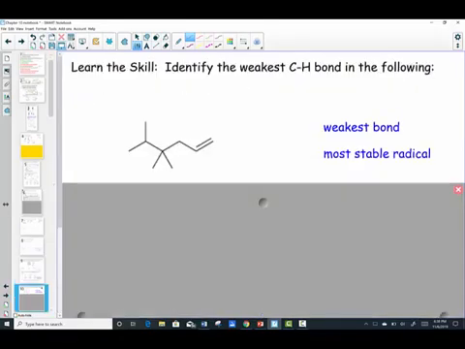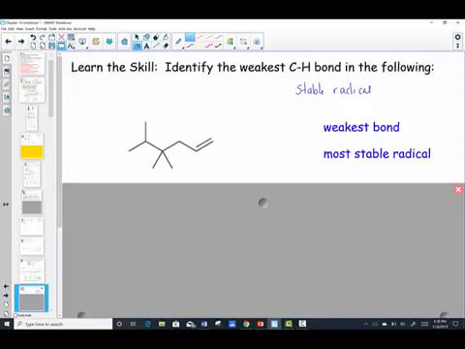So your practices really will come in the following ways, and we're just trying to give you some words so that you can recognize what you're really being asked to do when you see your homework. For instance, it says learn the skill, and it just simply asks you to identify the weakest carbon to hydrogen bond in the following. So when I see that, it's really just asking me, what is the most stable radical? Where can I place a lone electron and have it stabilize the greatest? So where is the most stable radical?